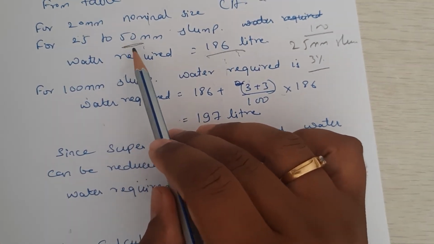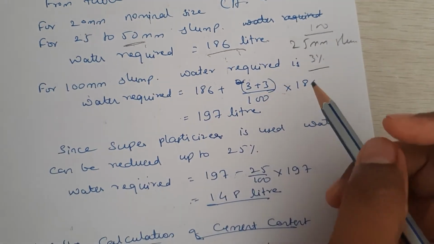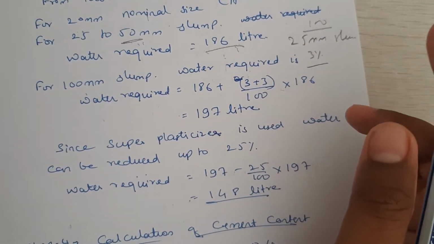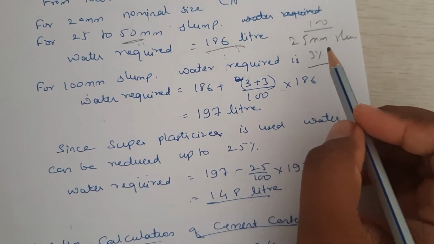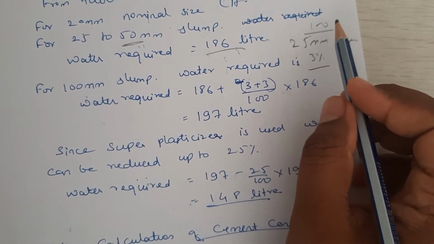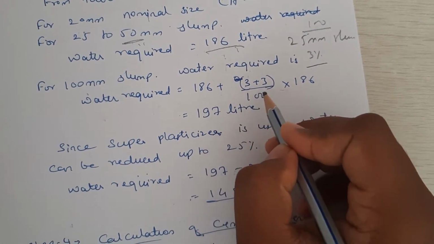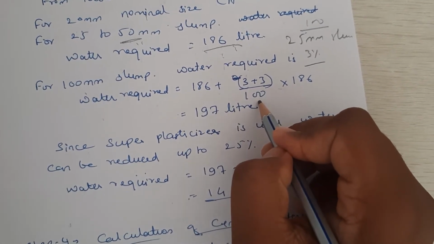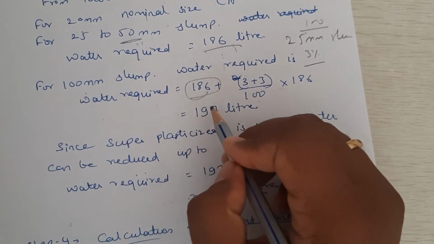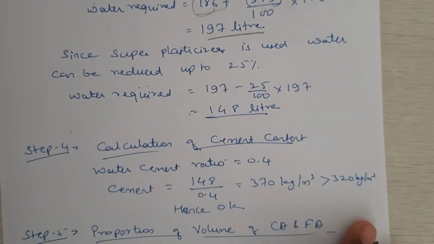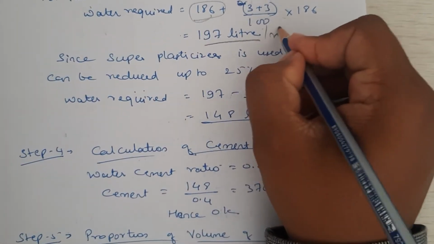So we can consider it as the 50 mm slump. So from 50 to 100 mm, we have to add 3% by 2 times, so that I can get the 100 mm slump, right? So for this, I am adding 2 times 3, that is 6% water to this value. So this becomes 197 liters per meter cube of concrete.